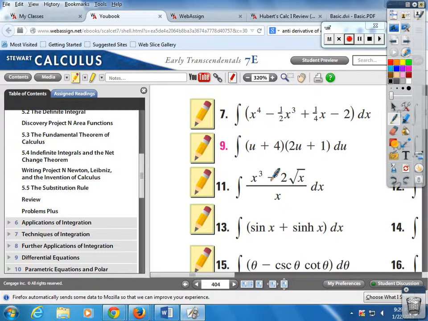That's a good test question. You're going to get several of these. And that problem I showed you a while ago where we distributed the square root of x, that's another one.